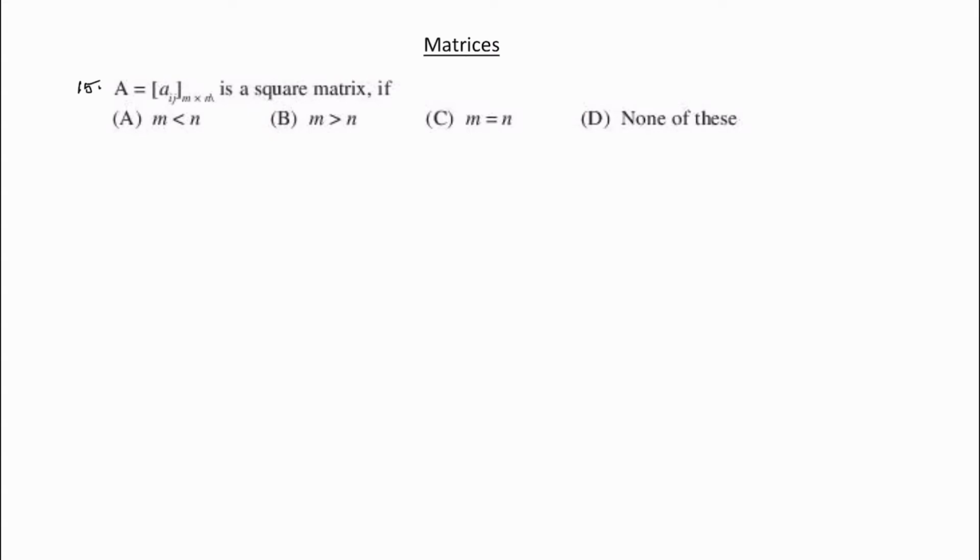In this video, we are going to do the MCQ questions of NCERT textbook of matrices and determinants. Question number 15. A is Aij, whose order is m by n, is a square matrix if we know that for a square matrix, number of rows and columns should be equal. So C is the correct option. M must be equal to n.